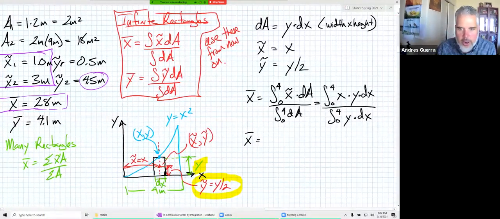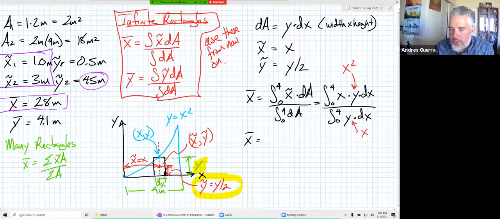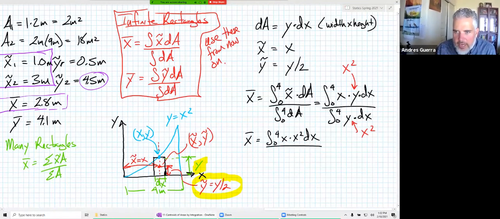Okay, so x bar then. I need to substitute, right? We know that y is, we're going to substitute that out. That's going to be an x squared. That one we have to substitute out, right? Because we're doing dx, we can't have a y floating around in there. And so we'll take the integral from 0 to 4, x times x squared dx divided by the integral from 0 to 4 of x squared dx.